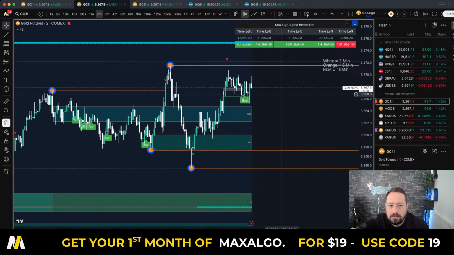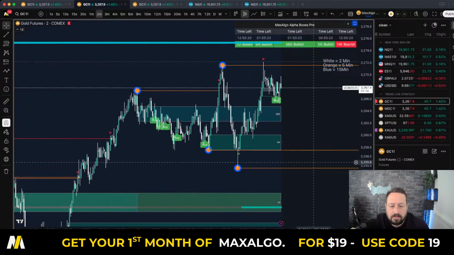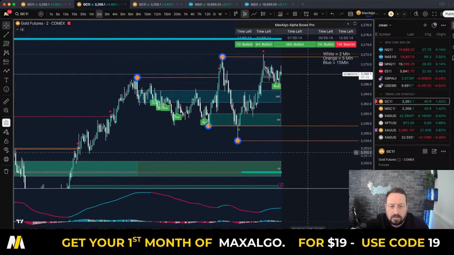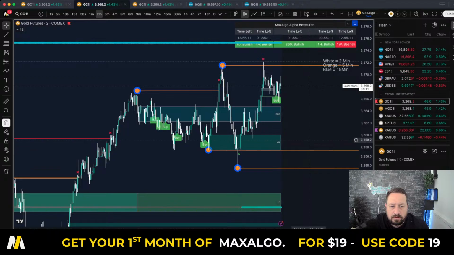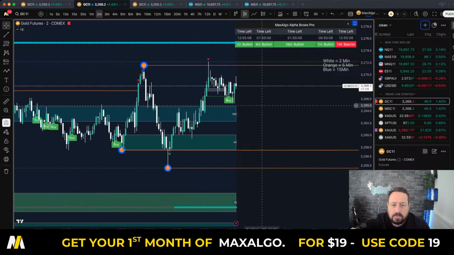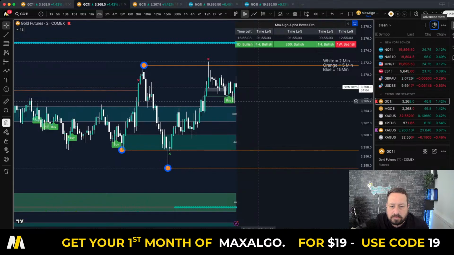White gold long. We have come up quite a bit. We could take a hit of this. Hang on. And it closed below.